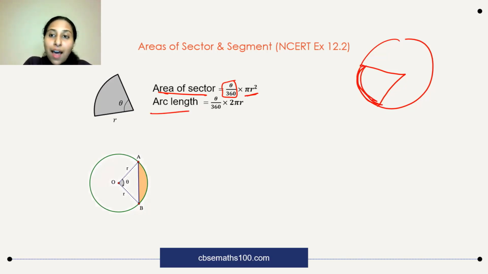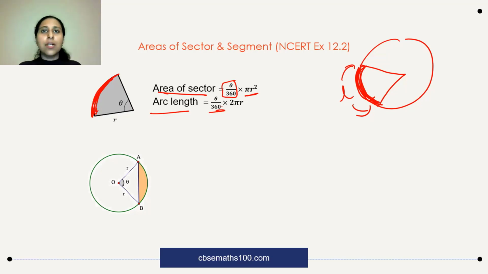What is the length of this arc over here? This one, like this. This arc length, this curved portion, this circumference of the sector is given by theta by 360 into whole circumference, which is 2 pi r. Okay, theta by 360 into entire 2 pi r, you get as the arc length. So please remember this, area of sector is theta by 360 into pi r square. Arc length is theta by 360 into 2 pi r.